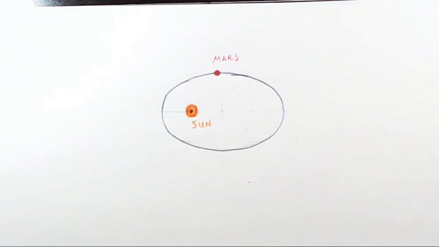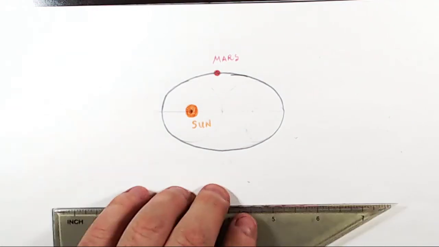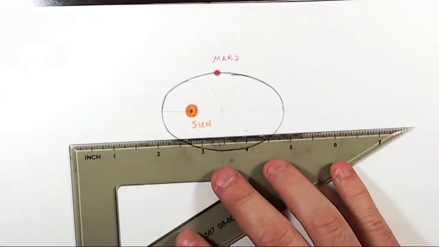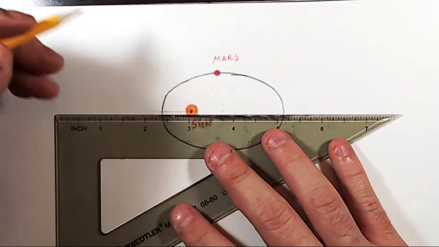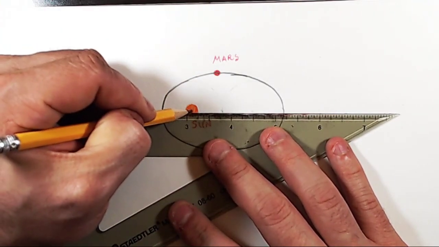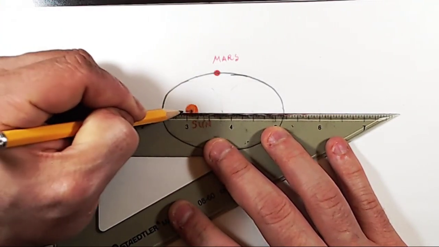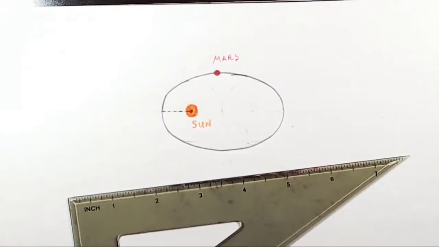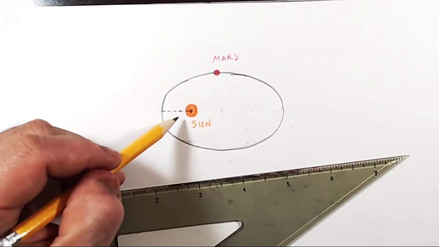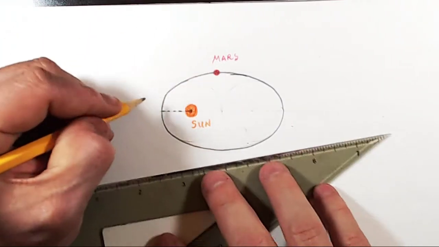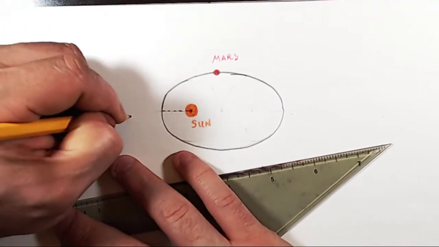Now we have to introduce a few terms. This distance from the sun to the orbit right there, this shorter distance is called the periapse.